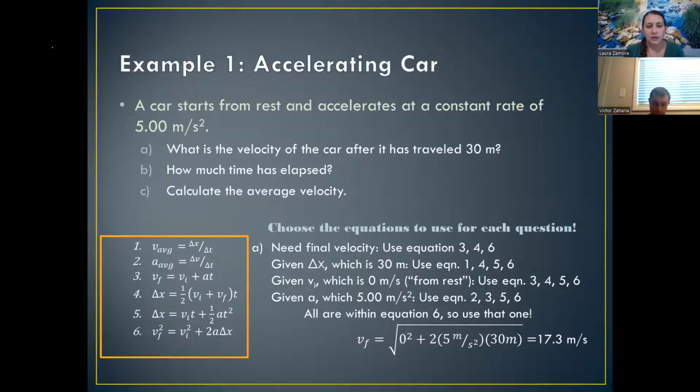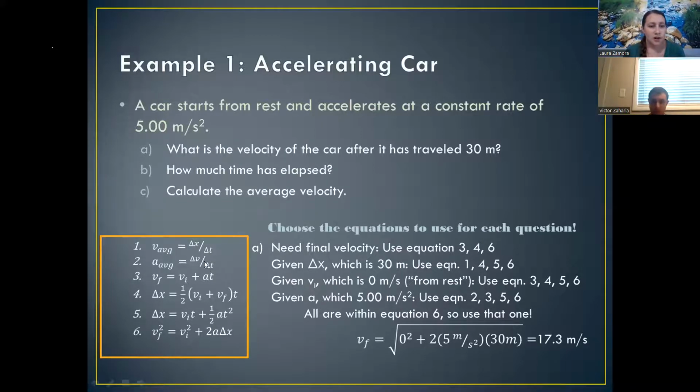So let's just think through B really quickly as well. How much time has elapsed? So what variable are we looking for in this case? T. Yes, T. Good. So we need an equation that combines the things that we already know, maybe the thing that we learned as well, this final velocity, and what we're looking for, which is T.